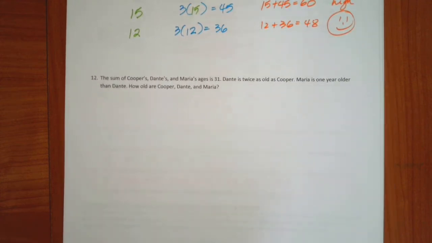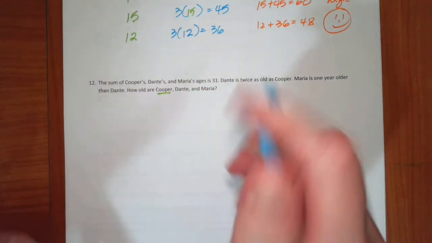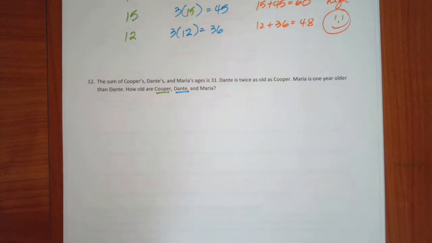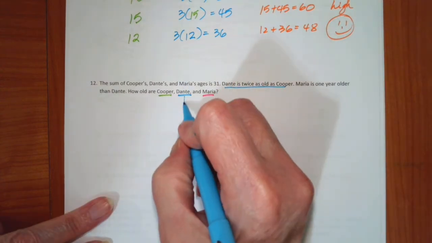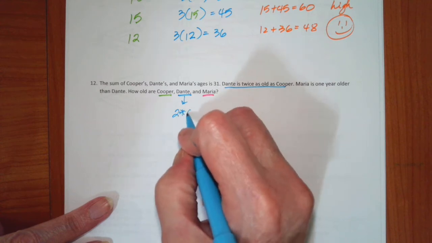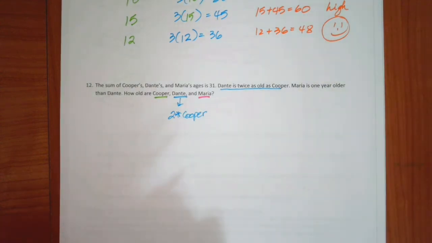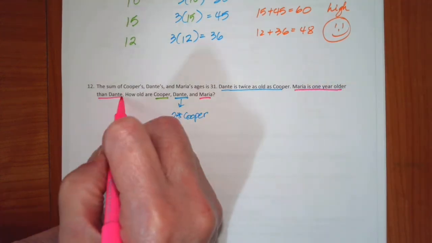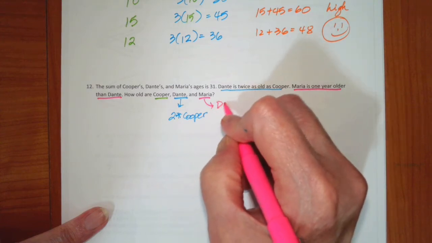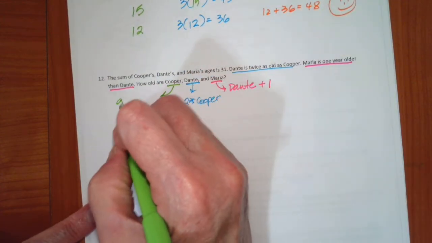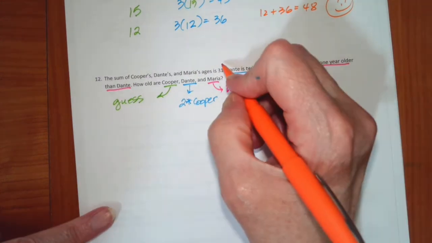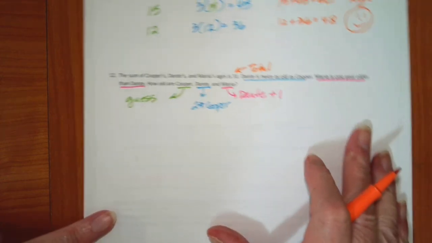Okay, last problem. The sum of Cooper's, Dante's, and Maria's ages is 31. Dante is twice as old as Cooper. Maria is 1 year older than Dante. How old are all of them? Okay, so we've got Cooper, Dante, and Maria. So what do I know here? I know Dante is 2 times Cooper. And Maria is 1 year older than Dante. So Maria is Dante plus 1. Don't know anything about Cooper, so this is going to be my guess. And I know that their total is 31.